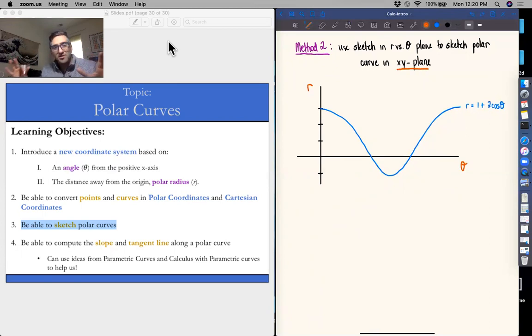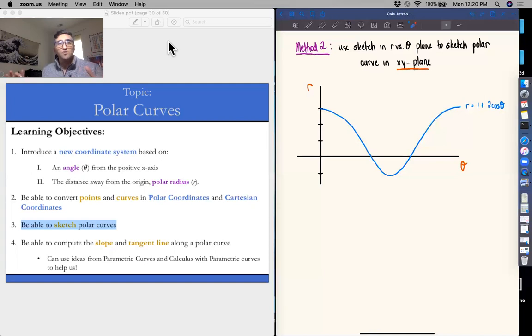So just so we're all on the same page right from the get-go, this curve that I have right here is the curve of r equals 1 plus 2 cosine theta, except this is in the r-theta plane. So this is not the polar curve representation in the xy plane. This is the r-theta plane.